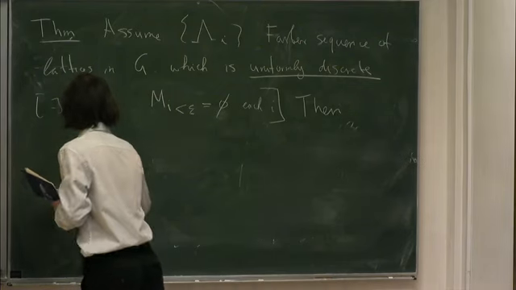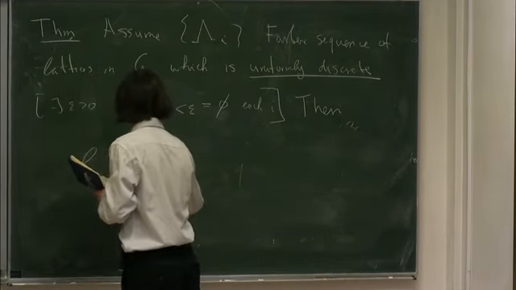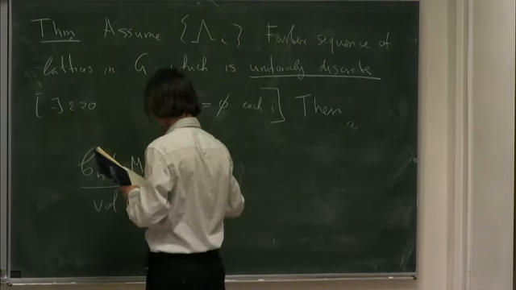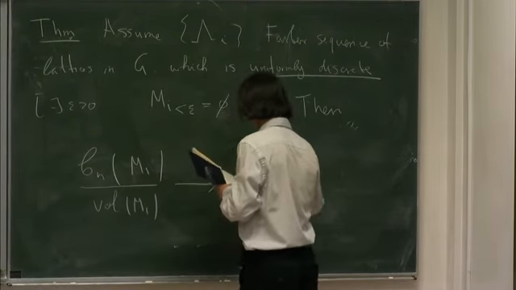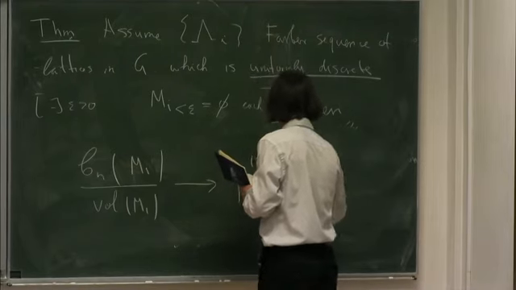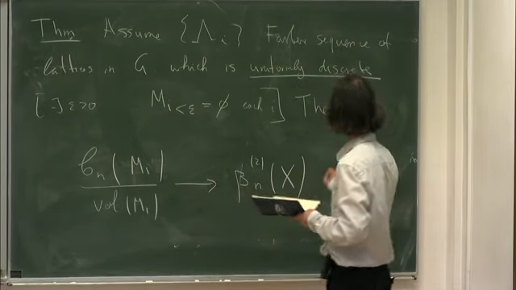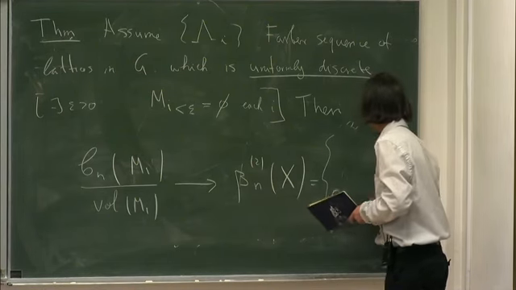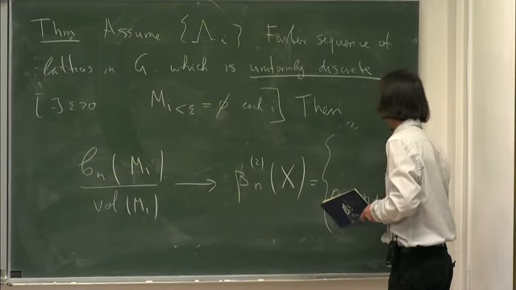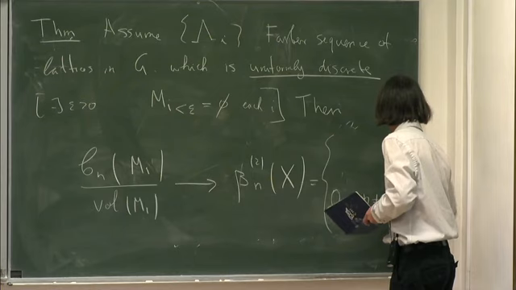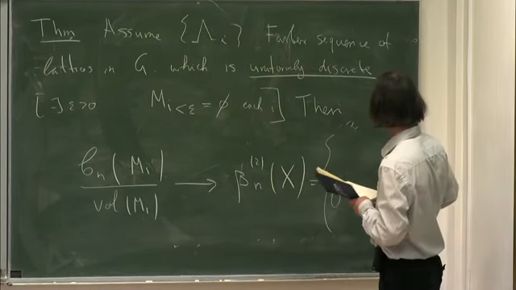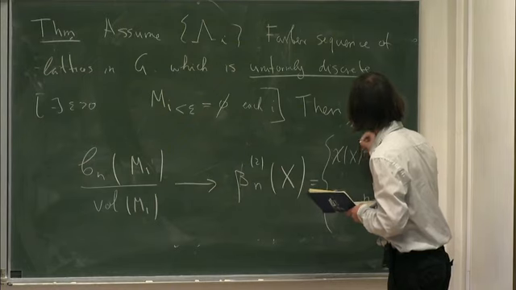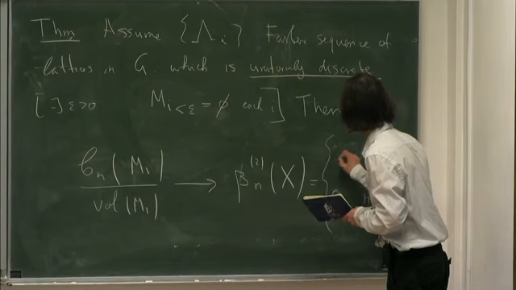If I look at the Betti number of M_i, and I divide by the volume of M_i, then this converges to the L2 Betti number of the symmetric space. Okay, which actually is a very simple thing. It's almost always 0, so it's 0 unless n is equal to half of the dimension of X. And here it is basically the Euler characteristic of X. Okay, the Euler characteristic of the compact dual. So it's something to do with the Euler characteristic here.